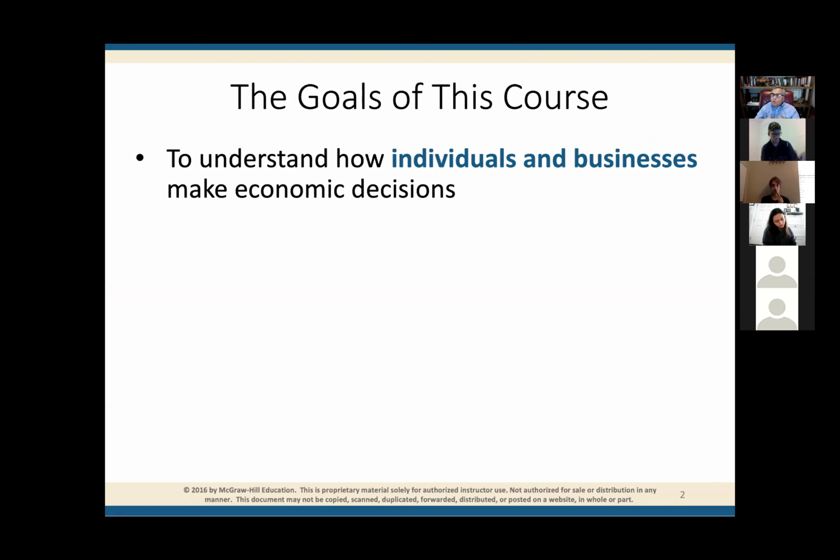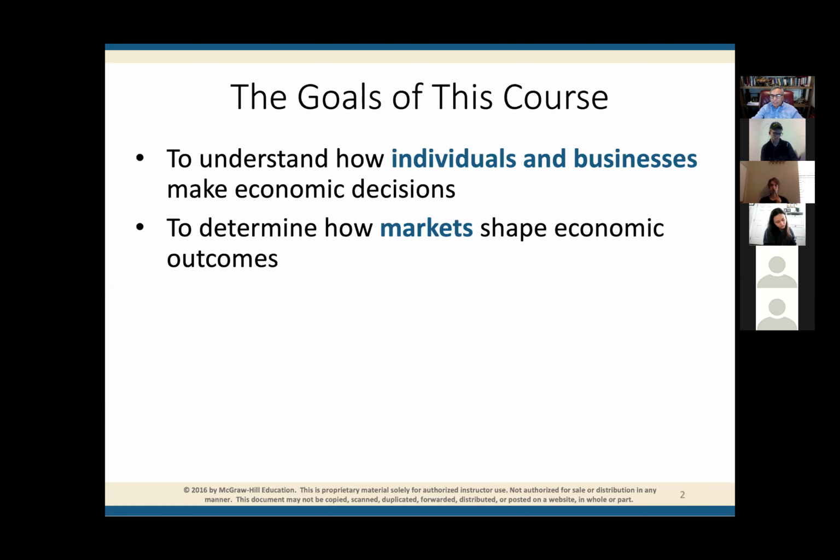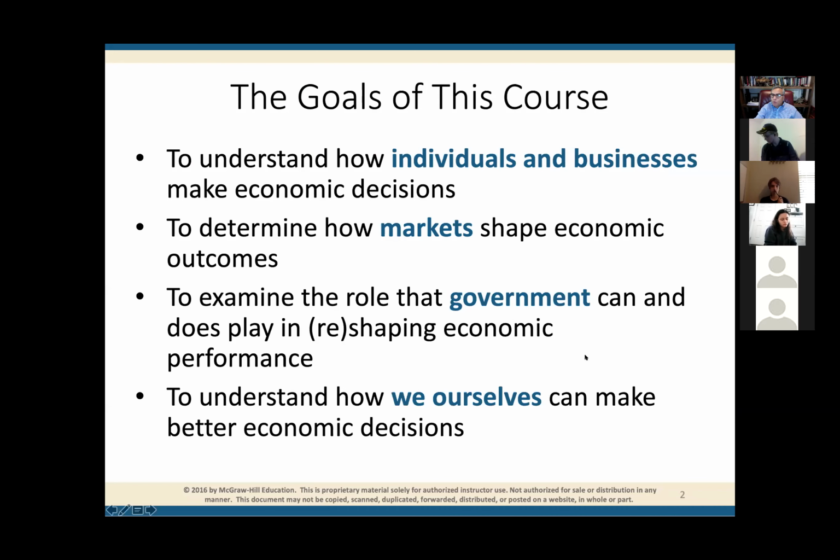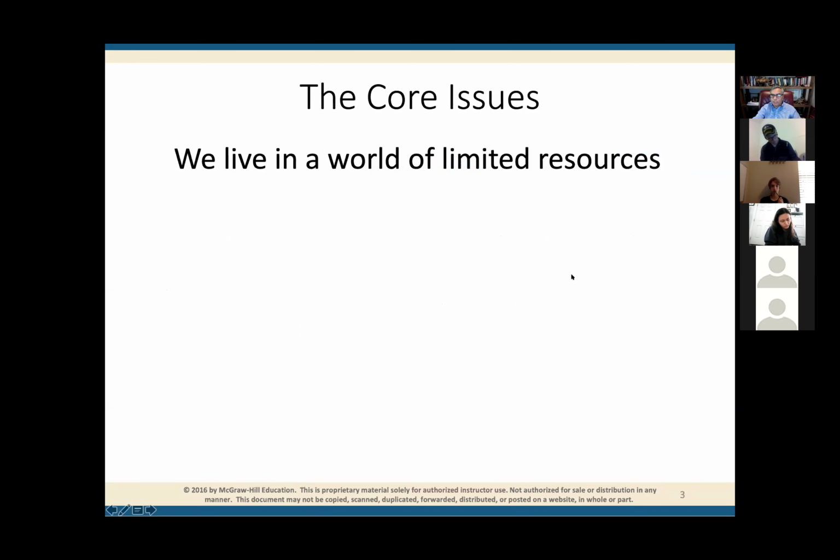So the goal of this class is to try to understand specifically how we make decisions, and how businesses actually make decisions. We're going to try to understand how the market shapes economic outcomes and what the role of the government in the economy is. Okay? So these are the things that we're going to be doing. Specifically for this class, we're going to focus mostly on small businesses, right? But at this point, we're just trying to understand the basic concept of what economics is. That way we'll be able to use economics to make better decisions for ourselves.